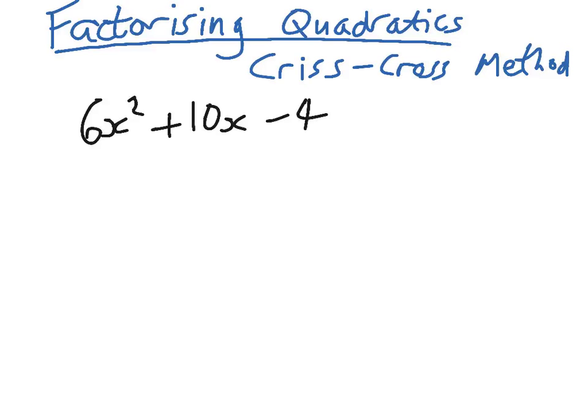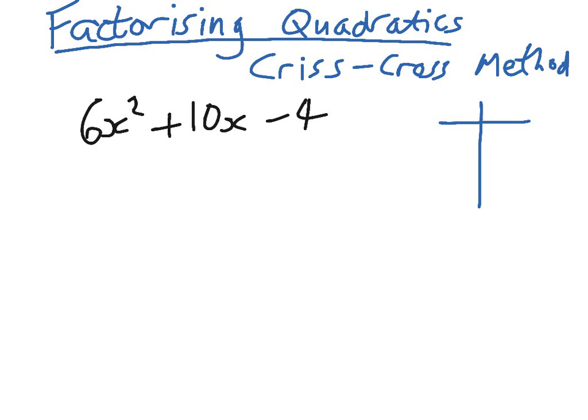This is another method of factorising quadratics, and this method is called the Crisscross method. So here we have a quadratic that has a coefficient in front of the x squared of 6, a coefficient in front of the x which is 10, and a constant of -4. And for this particular method we need to draw ourselves a T.